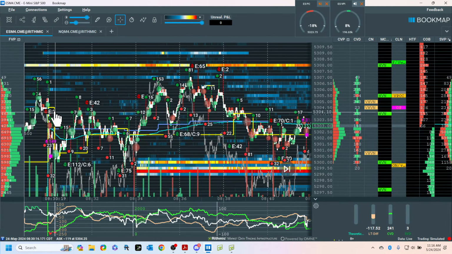Remember, too high, too high. Here, VPOC migration. Looking good, Lewis. Going higher. Party. Falls under. Not good. Now, this is resistance. I'm going to mark it. Let's just see what happens here. See if you can track.